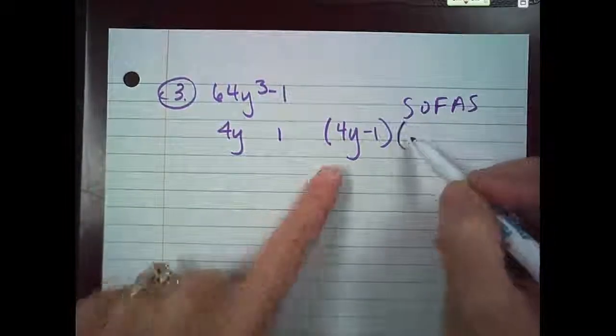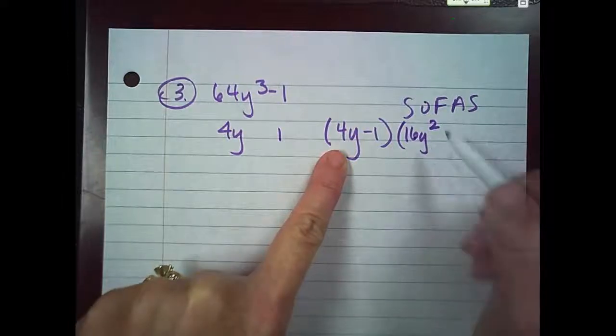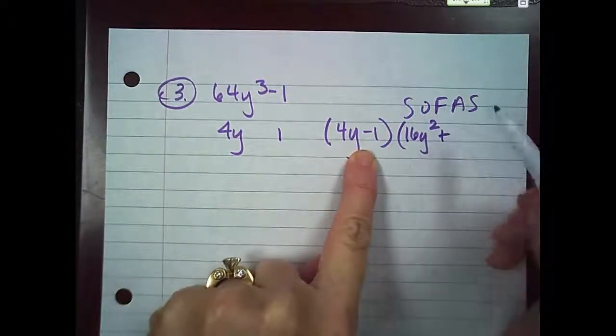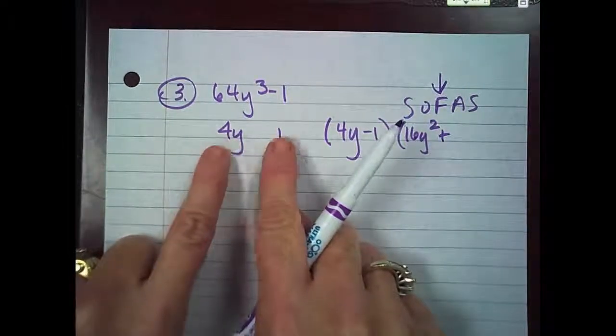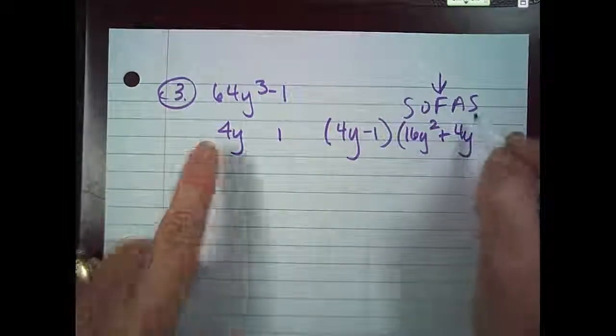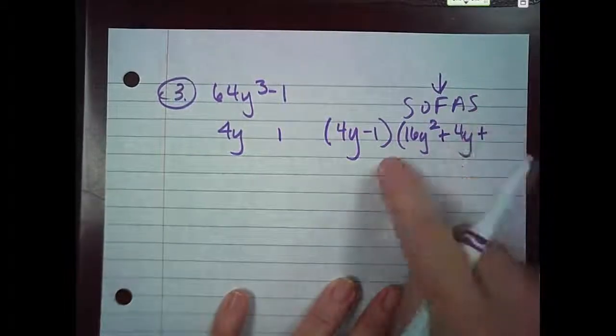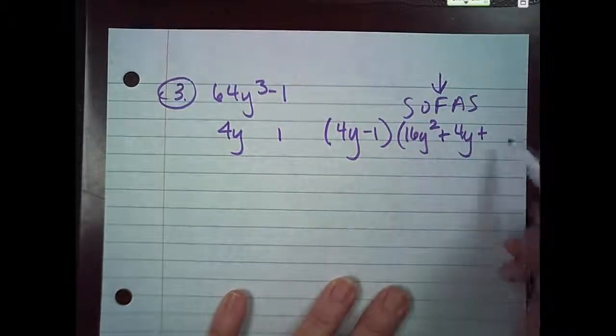SOFAS, ready? 16y squared. Opposite means a plus. Okay, the factors is the weird one. What are the factors? 4y and 1 make 4y. Then add, and the last S is square. What's 1 squared? 1.